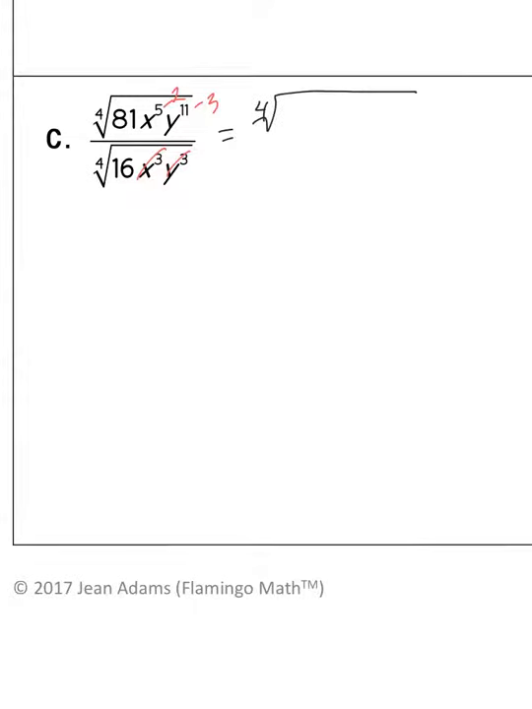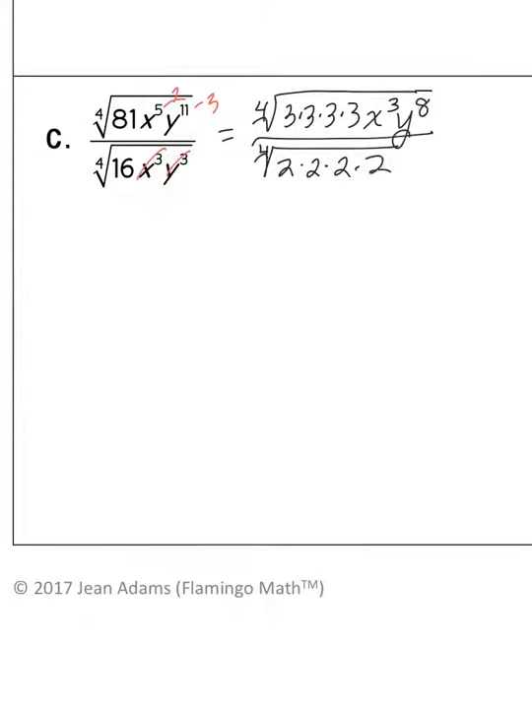I'm going to prime factor 81. So 81 prime factored is four 3s. And then we have x to the 3rd, y to the 8th, over 16, which is four 2s, 4th root, and no variables. So now I'm looking for groups of 4.